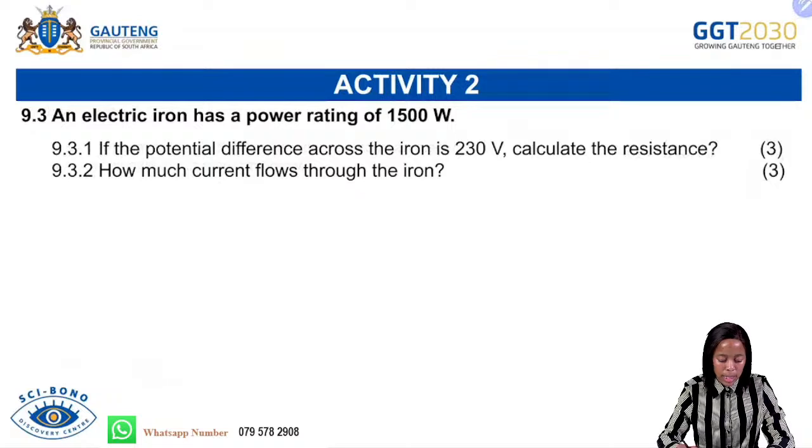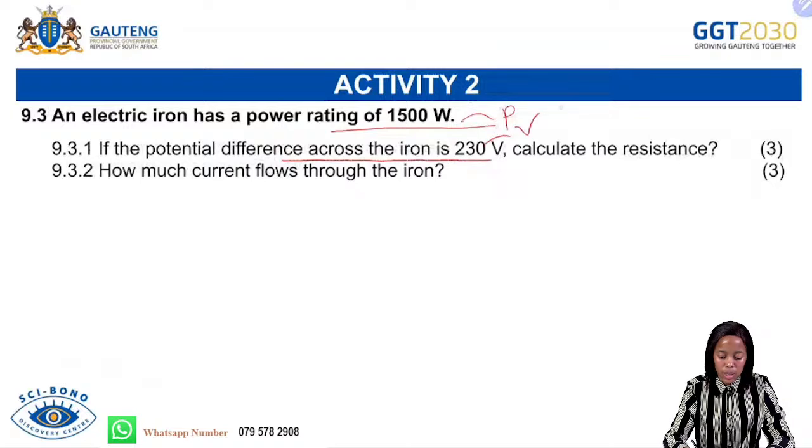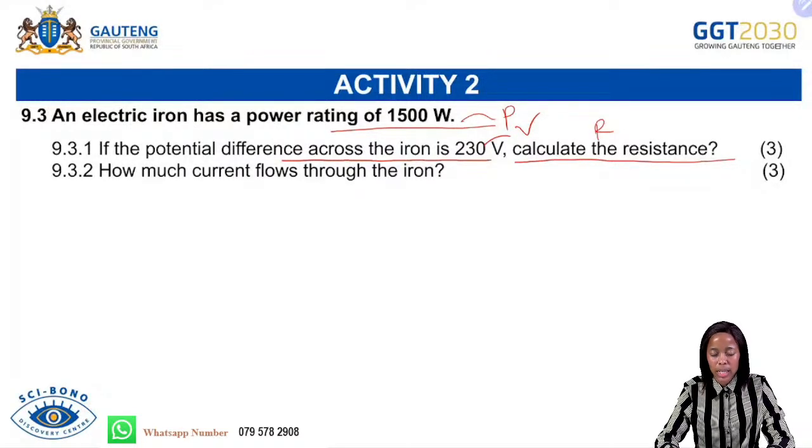Then the next one says, an electric iron has a power rating of 1,500 watts, okay? So we are given the power. Then it says if the potential difference across the iron is 230 volts, we need to calculate the resistance.